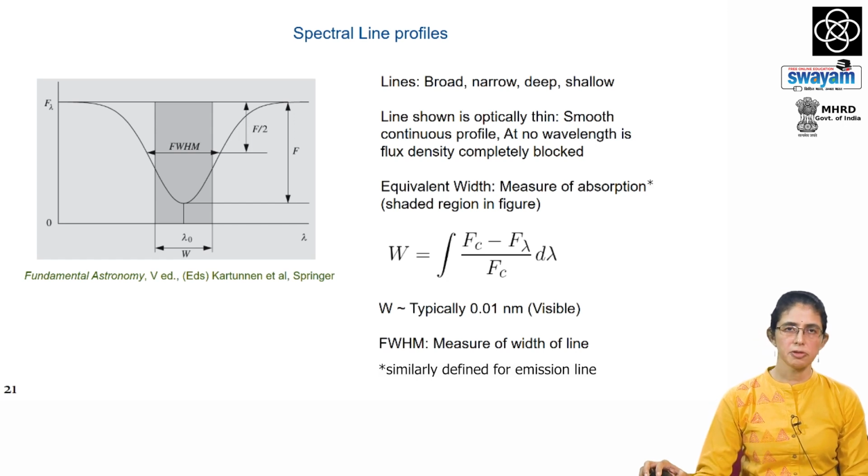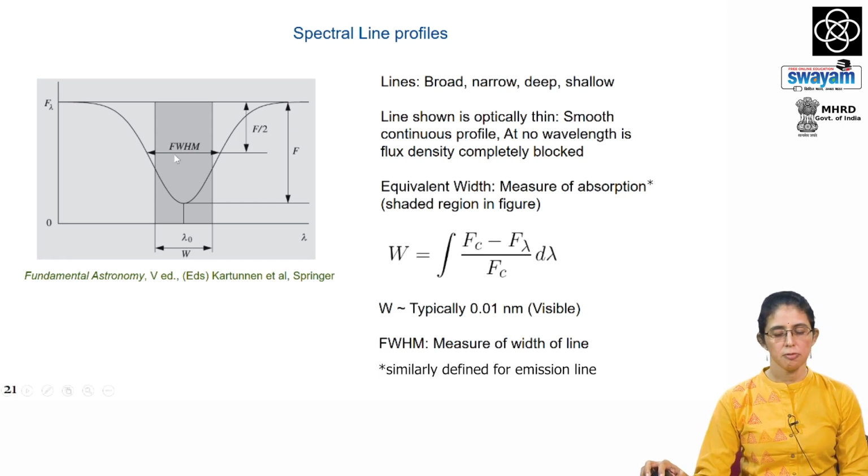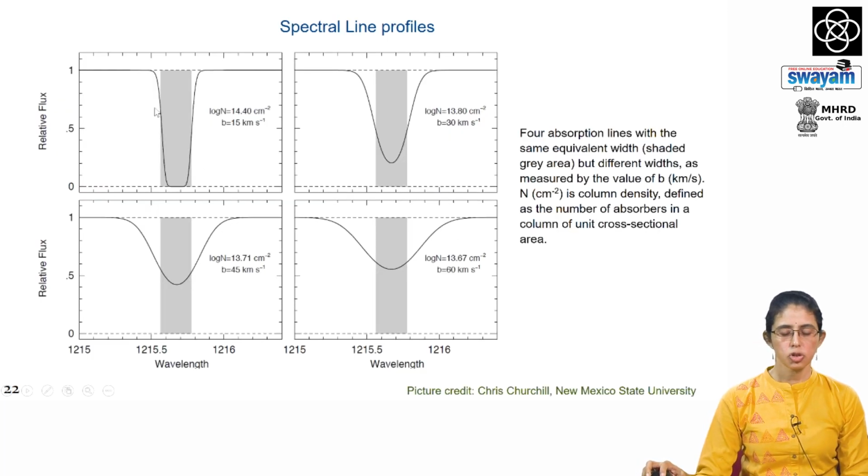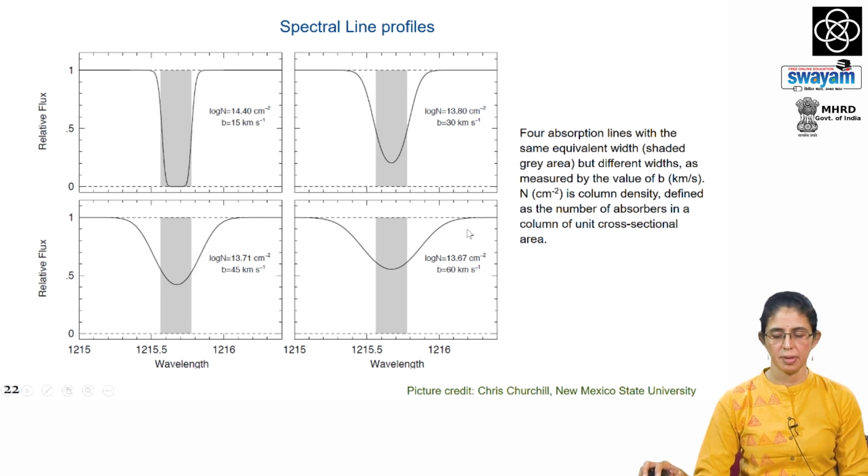Another measure of the width is the FWHM, which is the width of the line at half the strength, at the value of half the strength. That is the full width at half maximum. This slide shows the equivalent width of 4 different spectral lines. While the shapes of the spectral lines are different, one can see that the widths are the same.